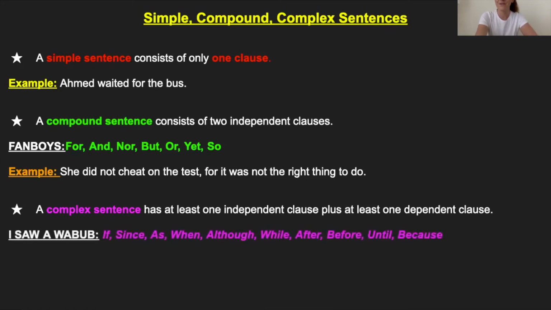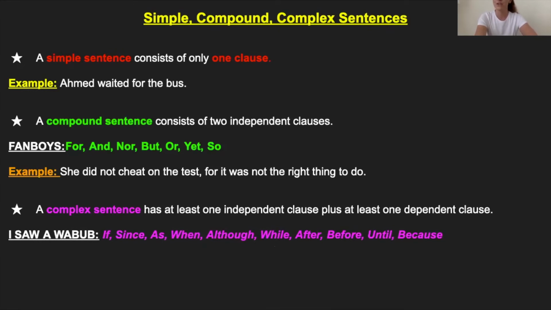Fantastic. So I saw a wobble. I is for if, S is for since, A is for as, W is for when, A is for although, W is for while, A is for after, B is for before, U for until, and B for because.